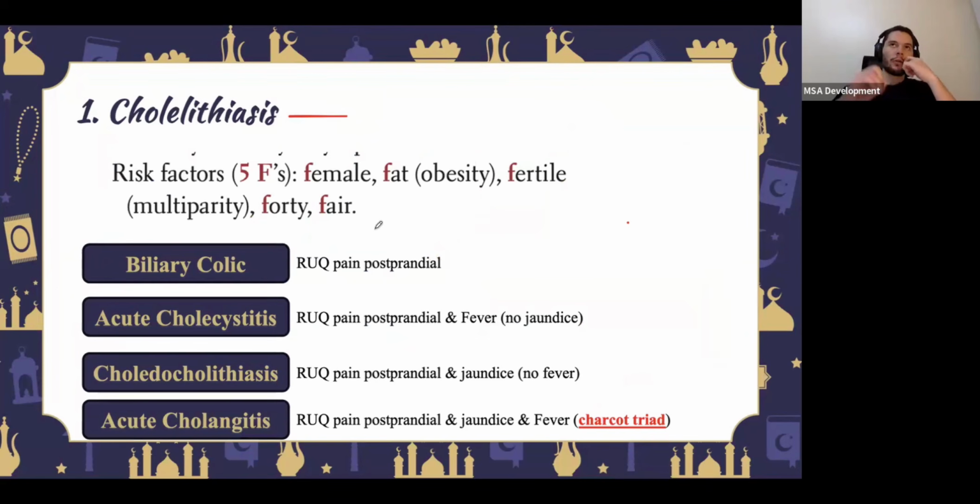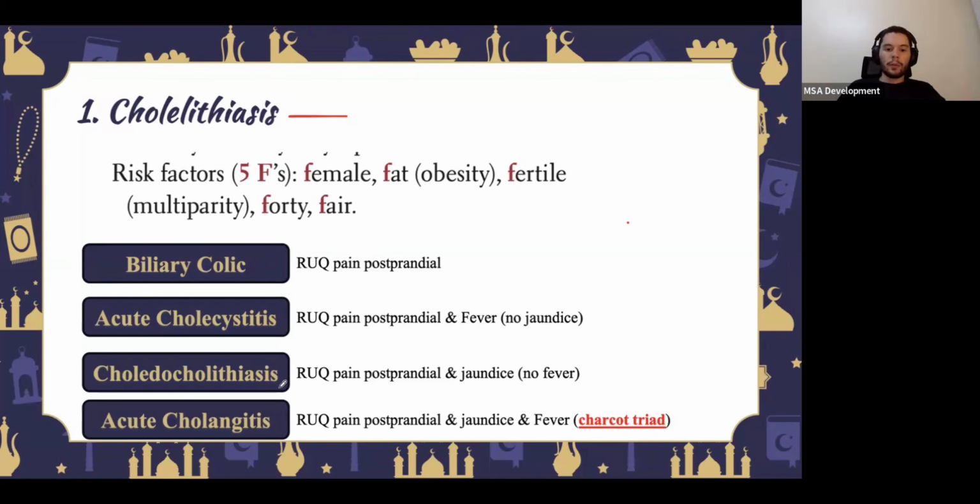like a couple of, it was like list 5 risk factors or something, or 3-4 risk factors. If I remember the risk factors, 5 Fs: female, fat, fertile, 40, fair. 5 risk factors, try to memorize them, come day of exam, write them as is. Right? That's cholelithiasis.